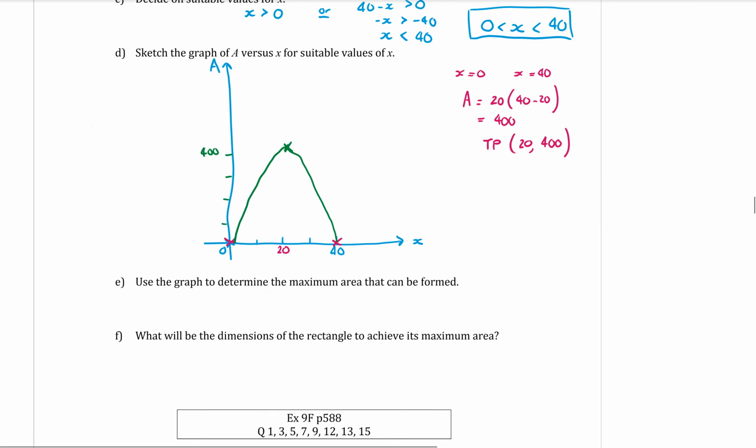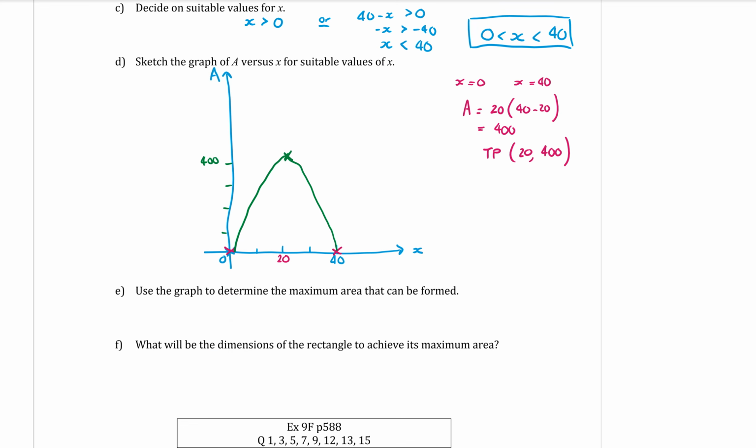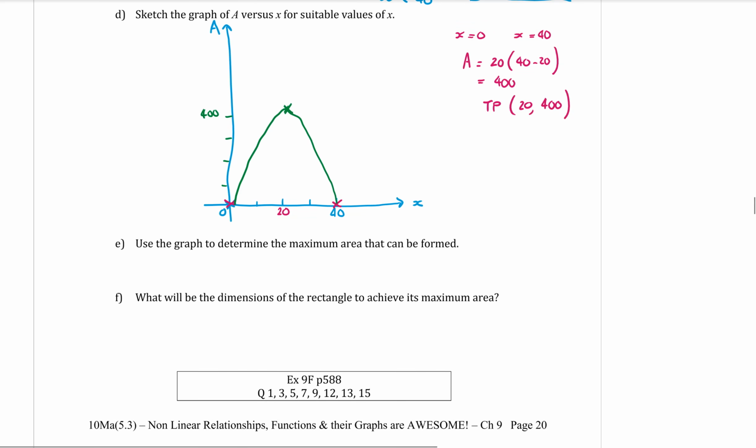Okay, part E. Use the graph to determine the maximum area that can be formed. The maximum area is my turning point. So I've actually already done all the working out over here. My maximum area was when A was equal to 400. If you want to do the working out, that was the working out that I did there to find that area. Part F. What will be the dimensions of the rectangle to achieve its maximum area?